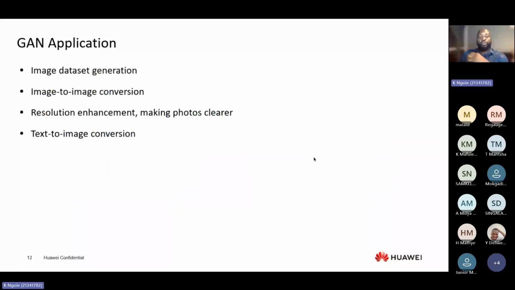When you're looking at GAN applications, you'll find them, as I said, in social media and so on. Basically, what you need to know is that the GAN is just a type of neural network that has two parts.